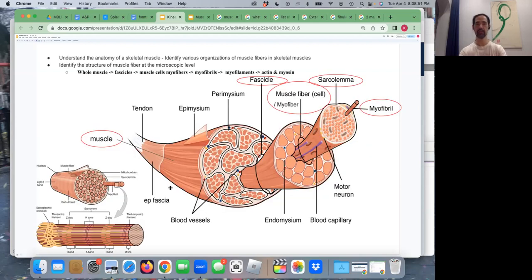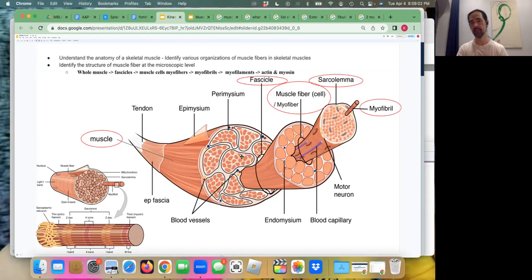So if you look at the bulk of the muscle, or the belly of the muscle, you see that it's made up of several fascicles, right? Here's one fascicle, here's a second fascicle, a third fascicle, a fourth. This whole thing right here is a fascicle. Each fascicle has several muscle fibers inside of it, muscle fibers or myofibers. Many myofibers make up one fascicle, right?